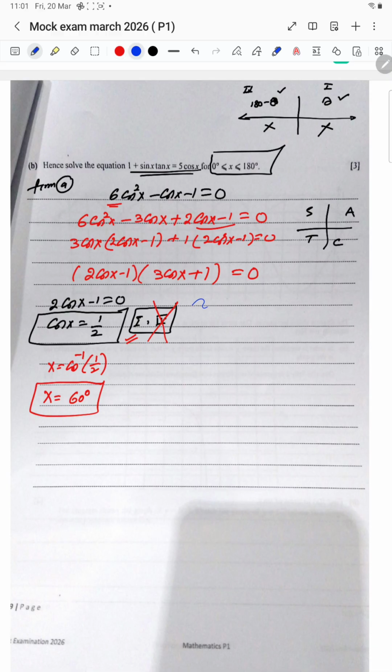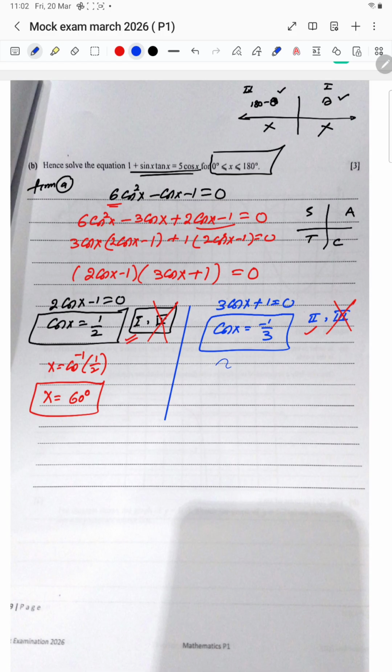Similarly, I can go with the second factor, that is 3 cos of x plus 1 equal to 0. So cos x will give me minus 1 by 3. Here you can see it's negative. So cos is negative either in the second quadrant or in the third quadrant. Again, the third quadrant lies out of the given domain. So we will go only for the second. So taking the calculator, I will get cos inverse of 1 by 3.